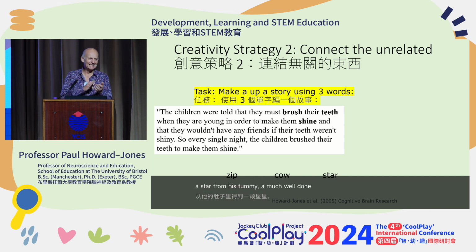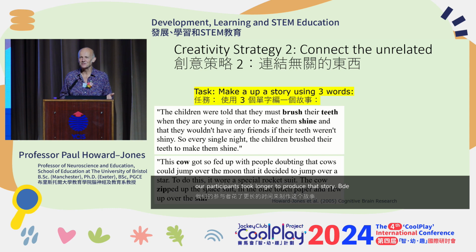Well done, because that is a more difficult task. Our participants took longer to produce that story. And that's definitely the sort of story that we get. Unusual stories. And they're rated as more creative by our independent panel. In this one, the story was this cow got so fed up with people doubting cows could jump over the moon. Very similar sort of story. Well, not similar, a different story actually, but again rated highly as very creative.